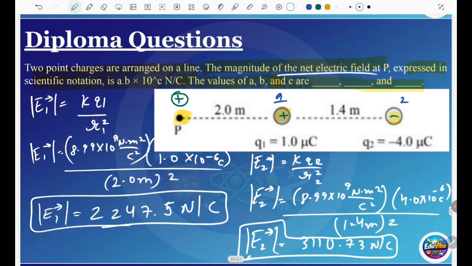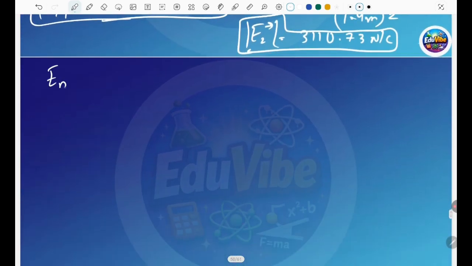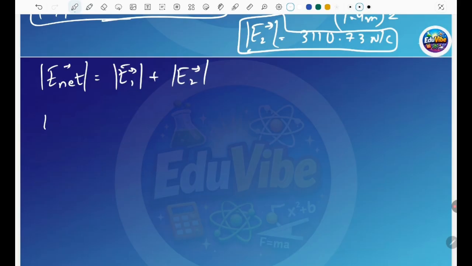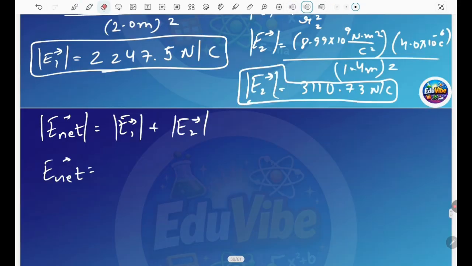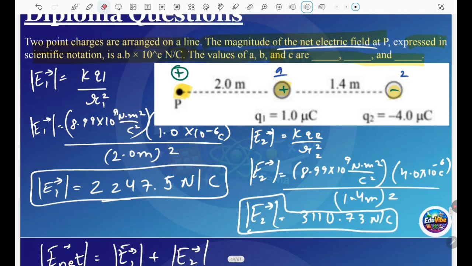Now we want to find the net electric field, so for the net one, just do E1 plus E2. Here we need to know the directions. If this is positive and this is also positive, the field goes away from it. If this is negative and this is positive, it goes towards it.